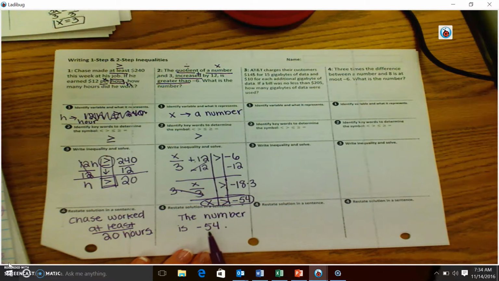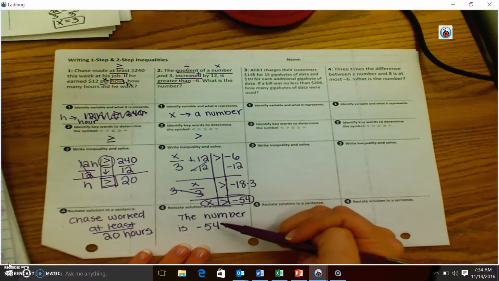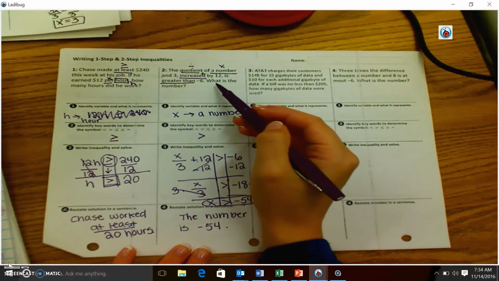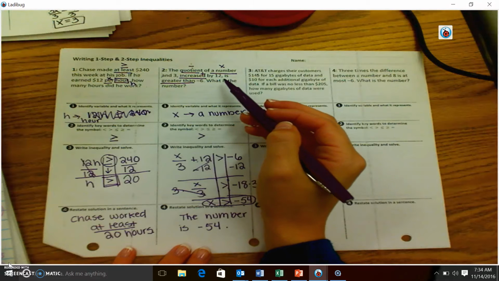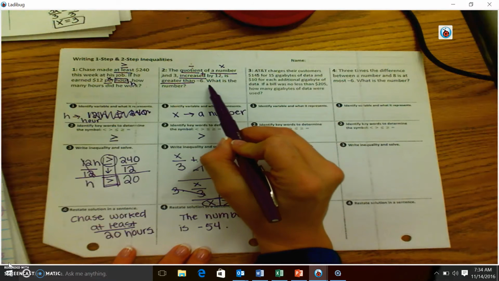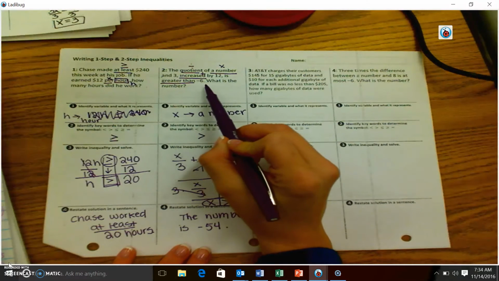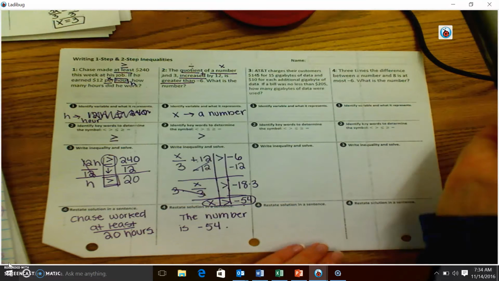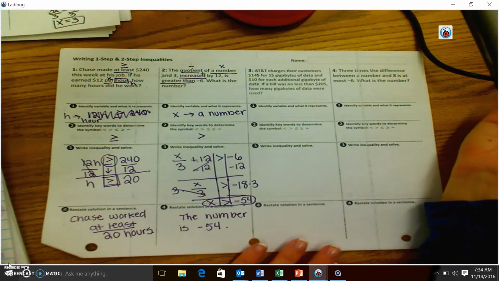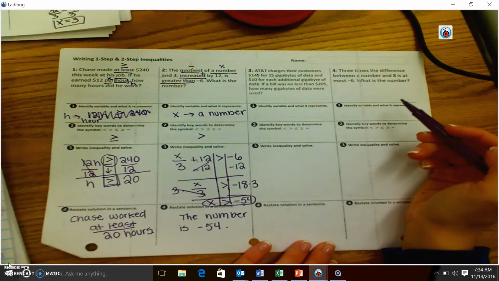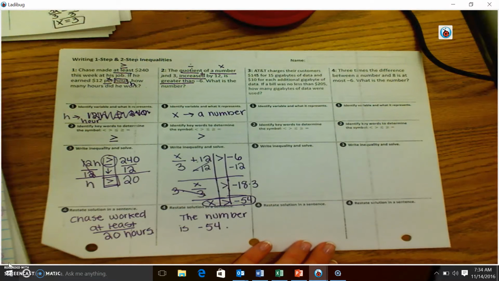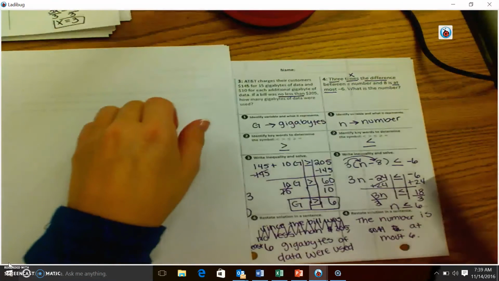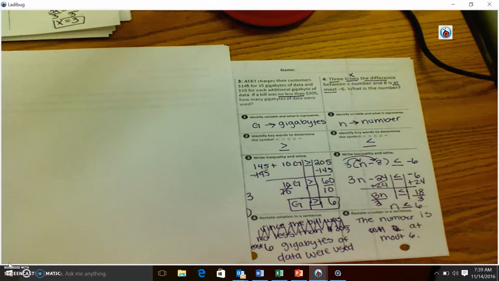So now the last part is we restate the solution in a sentence. So remember, we go back into our sentence, we go back into the question and make it a statement. So it says, what is the number? So you answer it saying the number is negative 54. Awesome. So now pause this video and I want you to try number 3 and number 4 on your own. All right, and we are back. So let's go ahead and go over this.